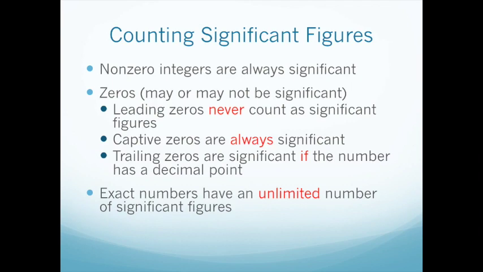So say 2400.0. The zeros that lead the decimal point are significant, and the ones that come after the decimal point are not. And I mentioned that exact numbers have an unlimited number of significant figures.